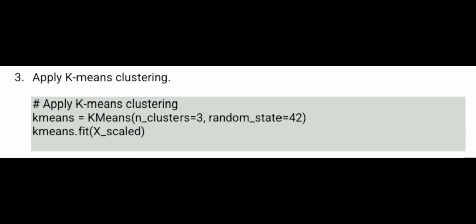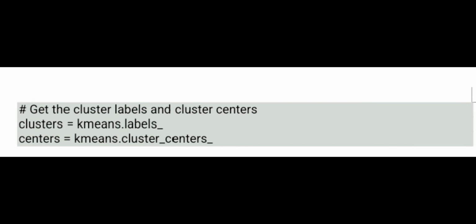The third one, apply K-means clustering. This creates a K-means model to divide the data into 3 groups because there are 3 flower types. Fit tells the computer to find these groups in the data and get cluster labels and cluster centers. Clusters tells which group each flower was placed in. Centers give the center point of each cluster.